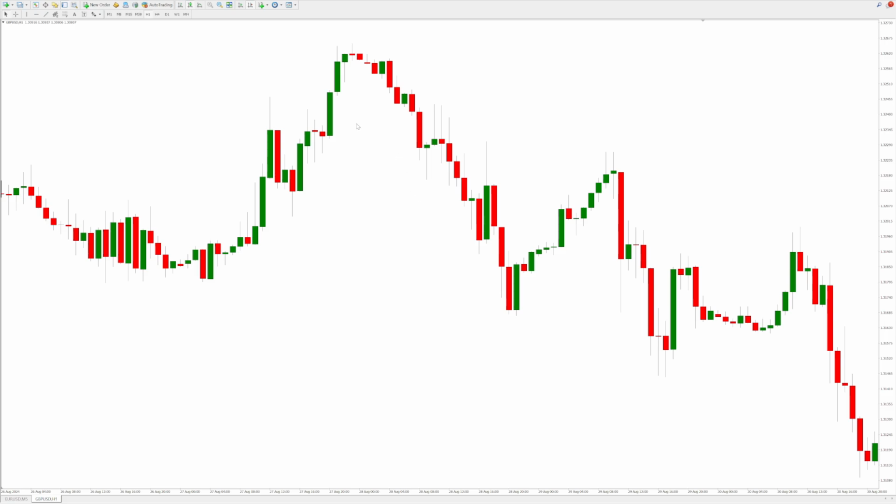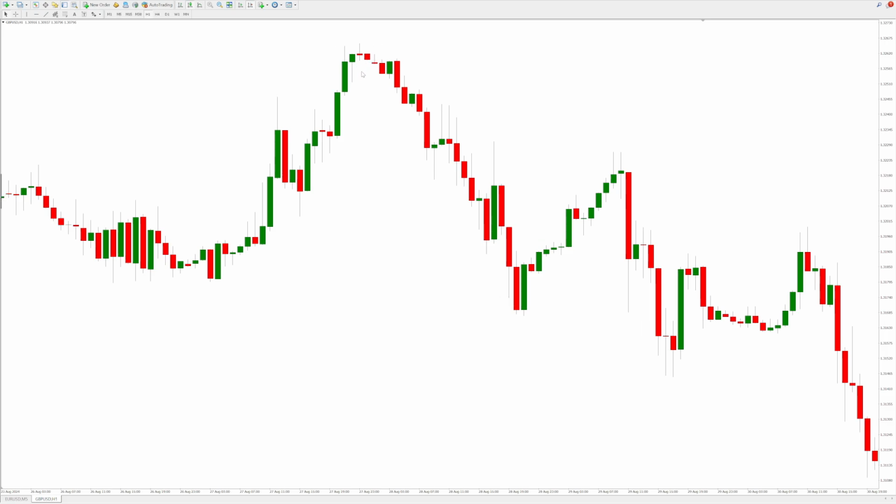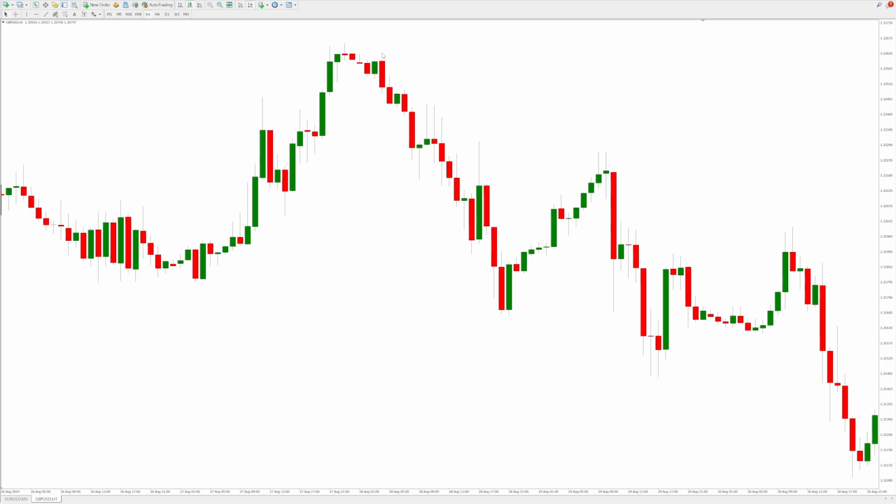And what you're looking for, this is a 1 hour pound dollar chart, is a candle where the price has opened away from the close price and the following candle opens away from the close price of the candle that we're looking at. Okay, just to make it easier for you, I will show you an example here.